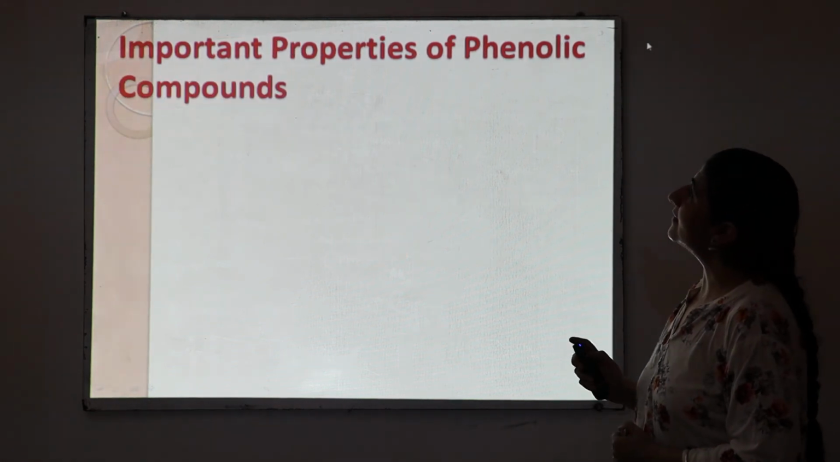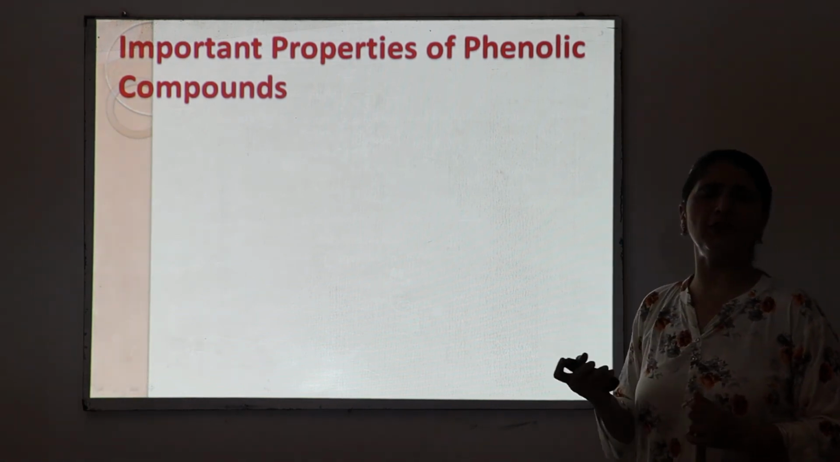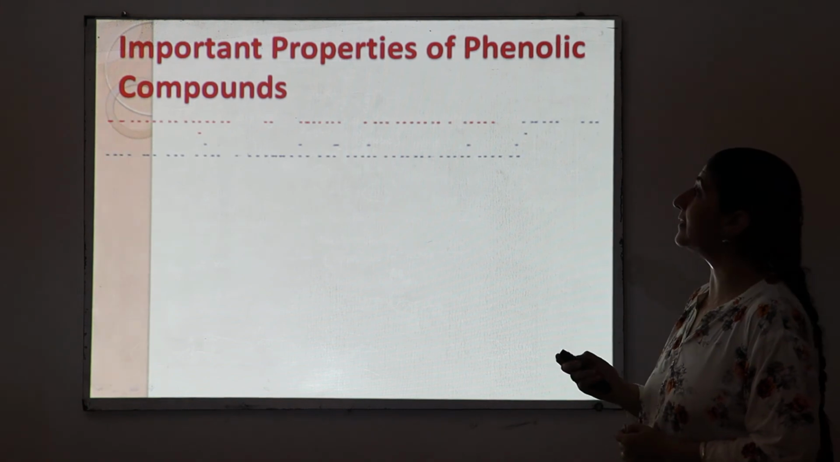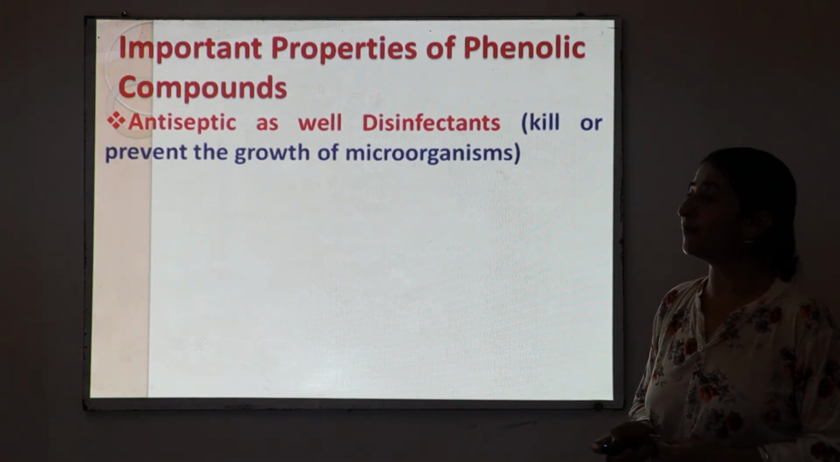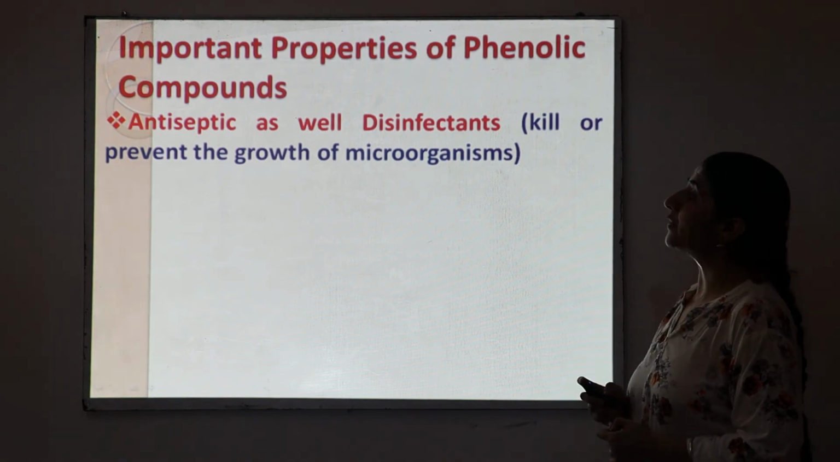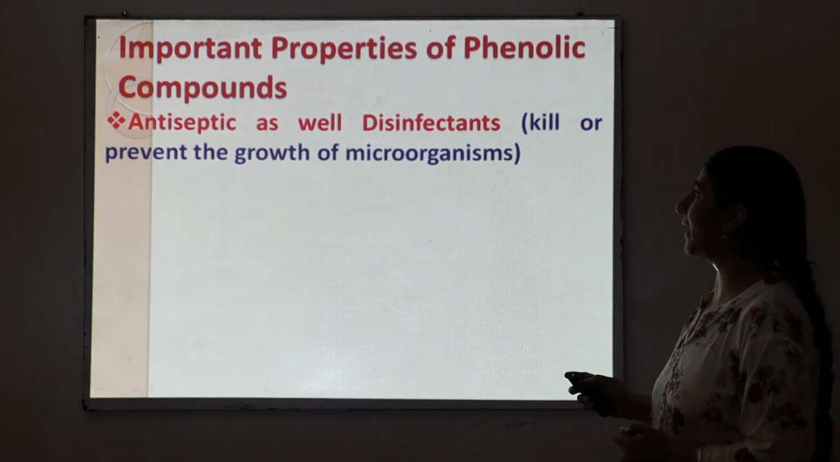So next one is the uses of phenolic compounds. As we know, phenolic compounds show different important properties. Number one, they act as an antiseptic as well as a disinfectant, meaning they are used to kill or prevent the growth of microorganisms.